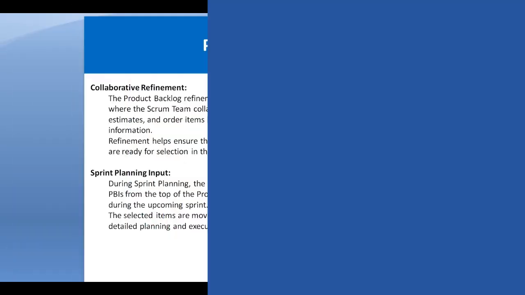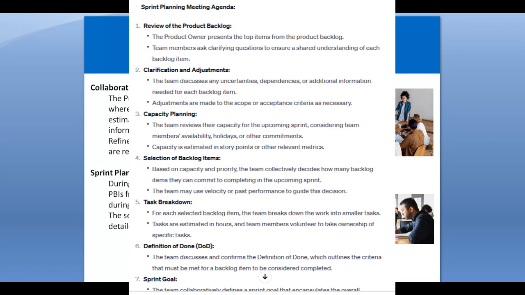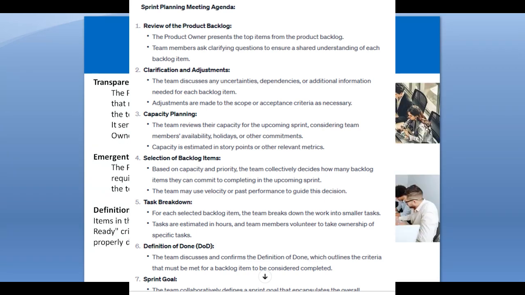Sprint planning input. Friend, during sprint planning, the Scrum development team selects the features which are required for the sprint and need to be developed, and they always take the items which are at the top of the product backlog, and the selected items are moved to the sprint backlog. That means from the product backlog, which is a complete set of requirements, we take the selected number of items, which is called the sprint backlog, for detailed planning and execution. So the product backlog is basically the superset, and the sprint backlog is the subset of the product backlog.